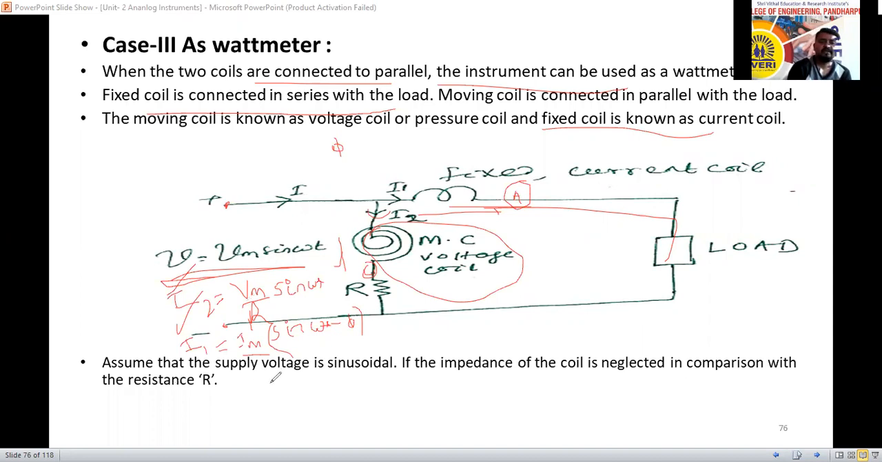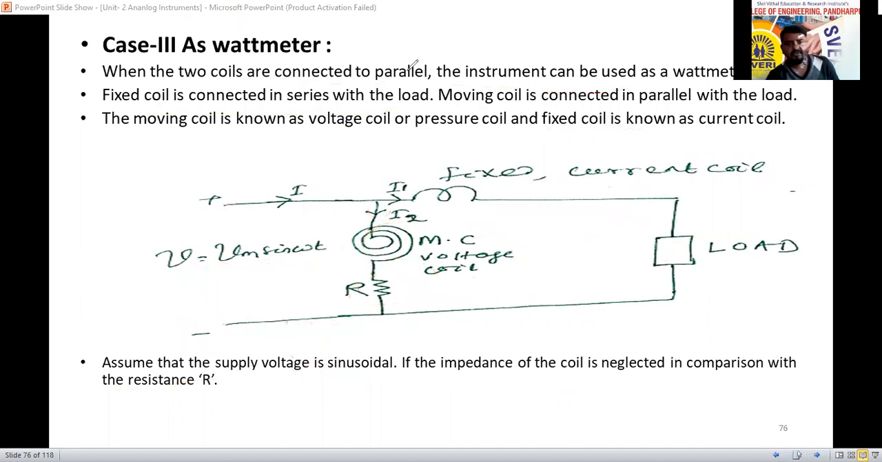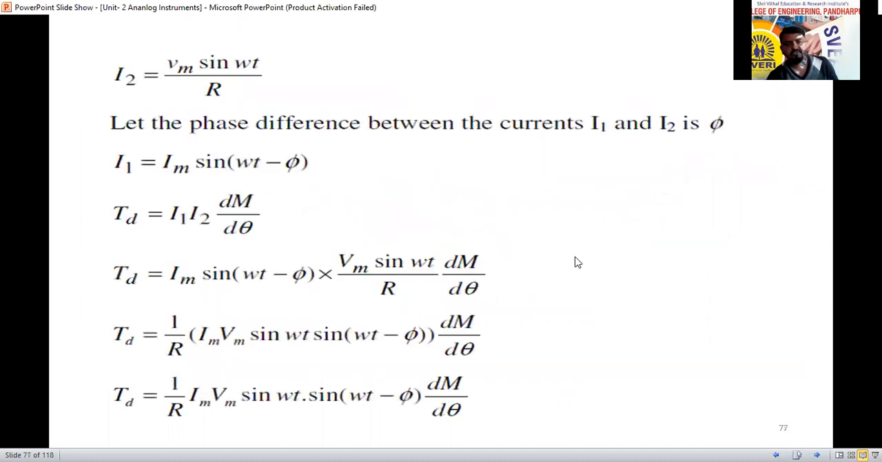Assume that the supply voltage is AC, sinusoidal. If the impedance of the coil is neglected in comparison with the resistance R, compared with this resistance, the impedance of the coil is neglected. For that reason, V equal to Vm sin omega t is considered, which means I2 equal to Vm by R sin omega t. I2 equals Vm sin omega t divided by R.